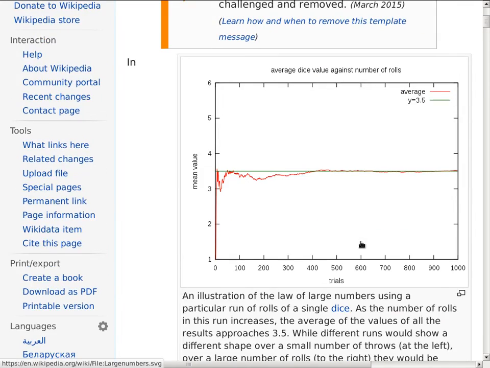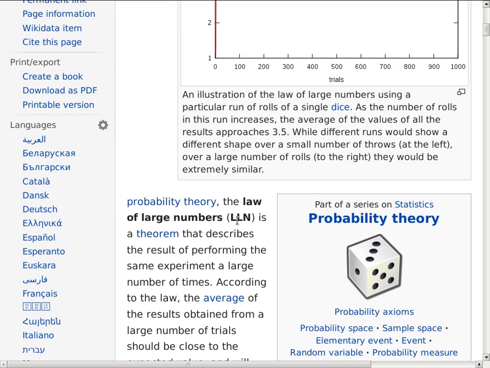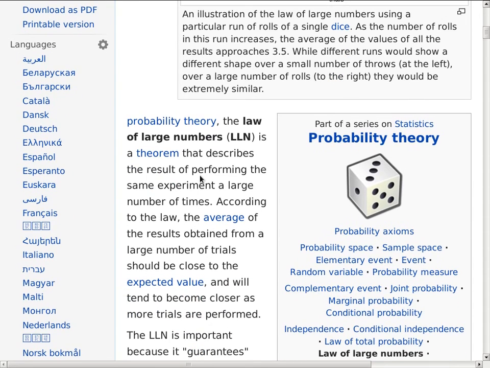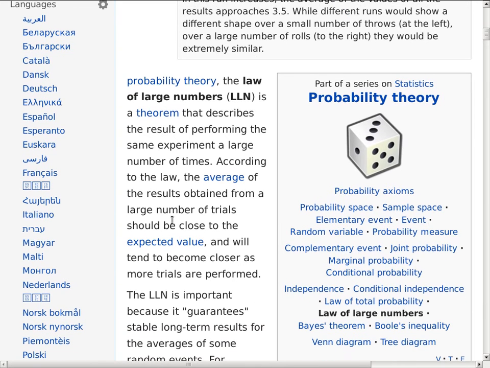But we'll go through this, okay. The law of large numbers, LLN, is a theorem that describes the result of performing the same experiment a large number of times. According to the law, the average of the results obtained from a large number of trials should be close to the expected value.